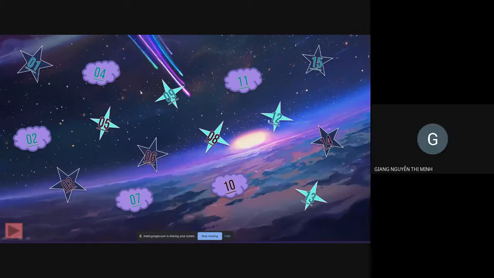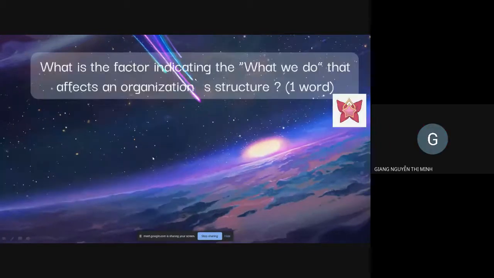Okay, we'll choose number 6. Okay, so number 6, please. What is the factor indicating what we do that affects an organization structure? Did I mention it in chapter 1 and chapter 5? In section 1 and section 5, sorry.